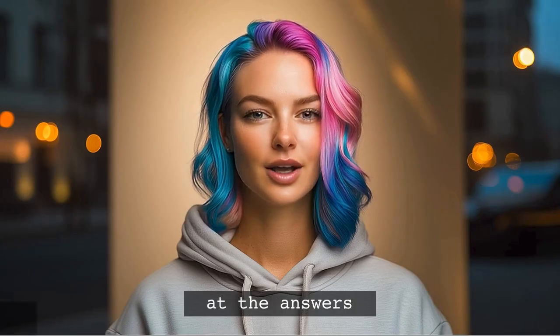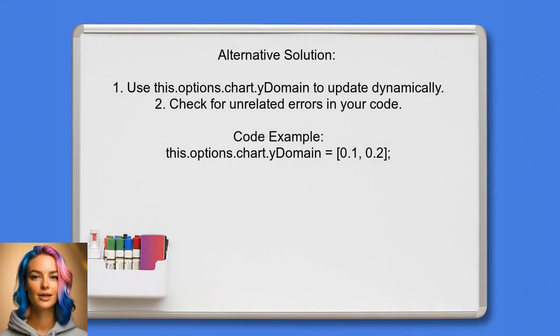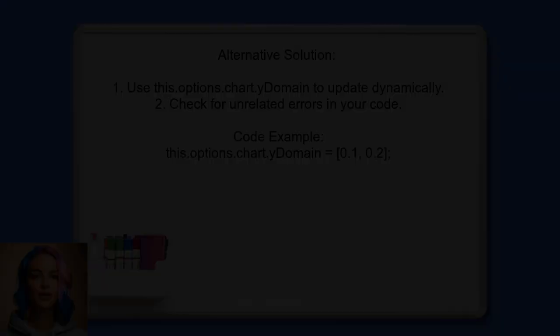Now let's look at the answers provided by other users. One user shared their experience with updating chart options dynamically. They mentioned that using this.options.chart.yDomain is indeed the correct method. Initially, they faced issues with updating the title, but after fixing an unrelated error, the dynamic update worked as expected. They suggest checking your code for other potential issues.